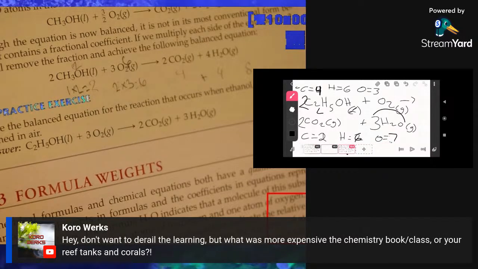Hey, I don't want to derail learning, but what's more expensive: a chemistry book class or your reef tanks and corals? Oh, coral. If you do the chemistry book in the university, like let's say you take the classes with the labs, it's going to run you like 10,000, and I spent 10,000 easily on a reef tank. I'll say they're both just as expensive, bro. It was some expensive stuff, for sure though.